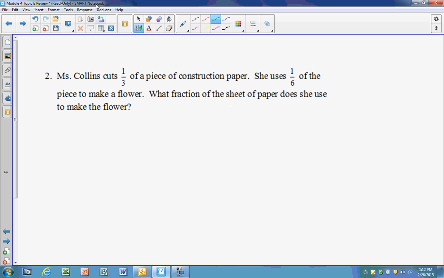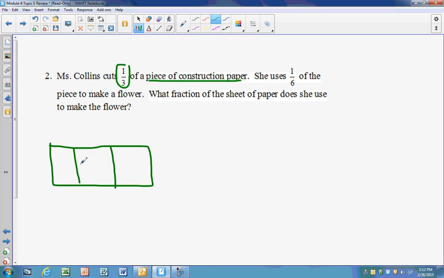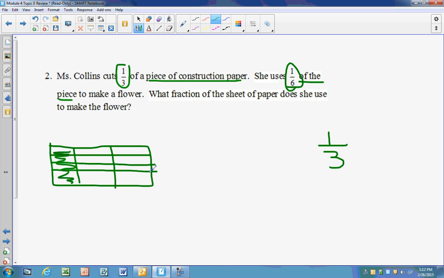Second question, I'm going to start by circling and underlining. I have Miss Collins, and she cuts 1/3 a piece of construction paper, so I'm going to draw that construction paper. She cuts 1/3, so I'm going to color that in, what she cuts, and I'm going to write that over here. And then it tells me she uses 1/6 of the piece to make a flower. So I'm going to slice this into sixths. And I'm going to shade in 1/6.